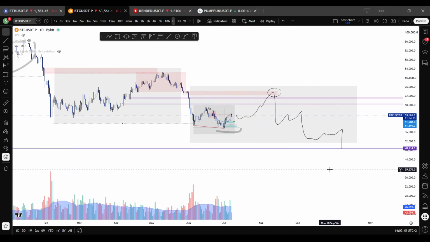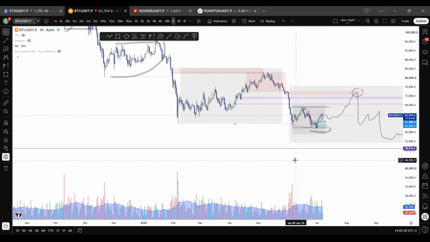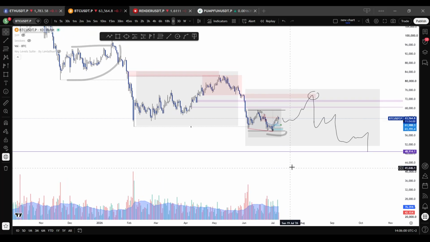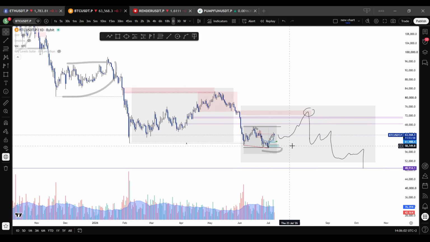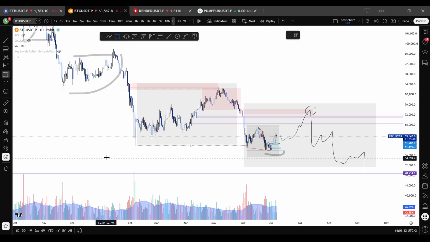But market makers gotta accumulate, and they can't accumulate the amount of shares that they want to accumulate in such a short time period. So it doesn't really make sense to expect a high time frame reversal from here. If this ends up being the bottom, okay, I'm fine. I was wrong, but it does really look like it.